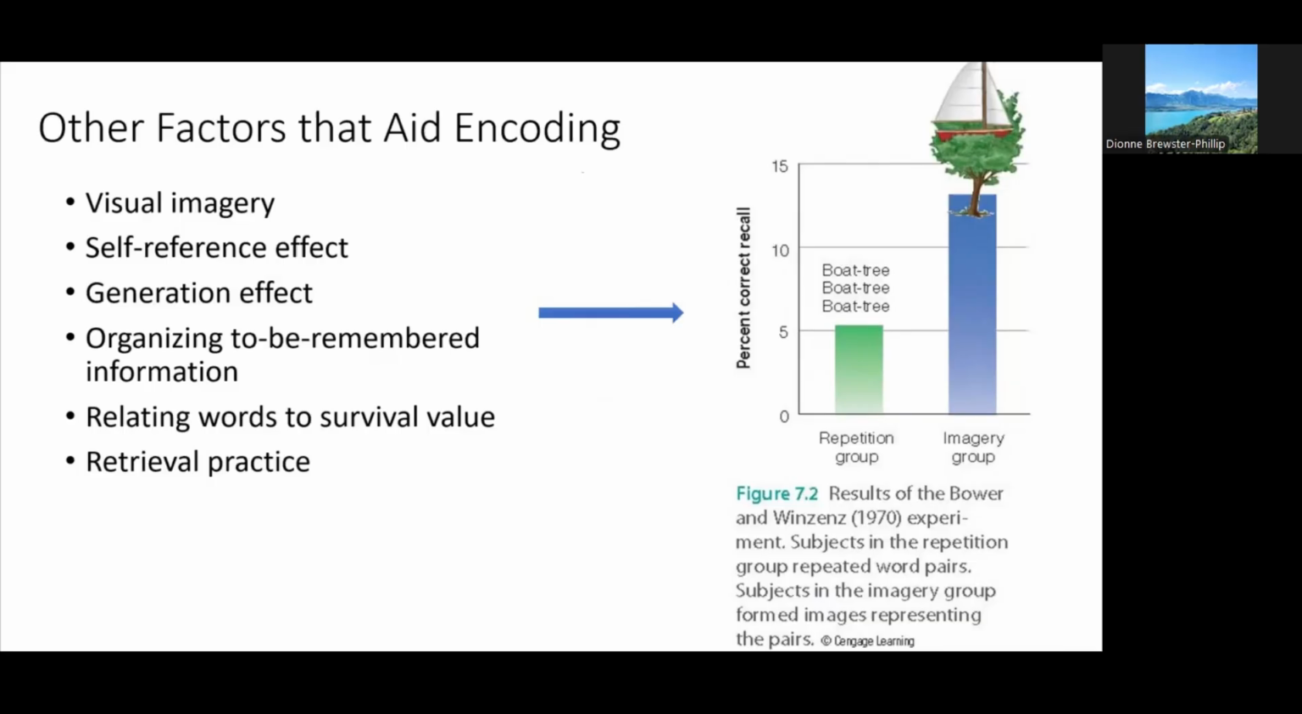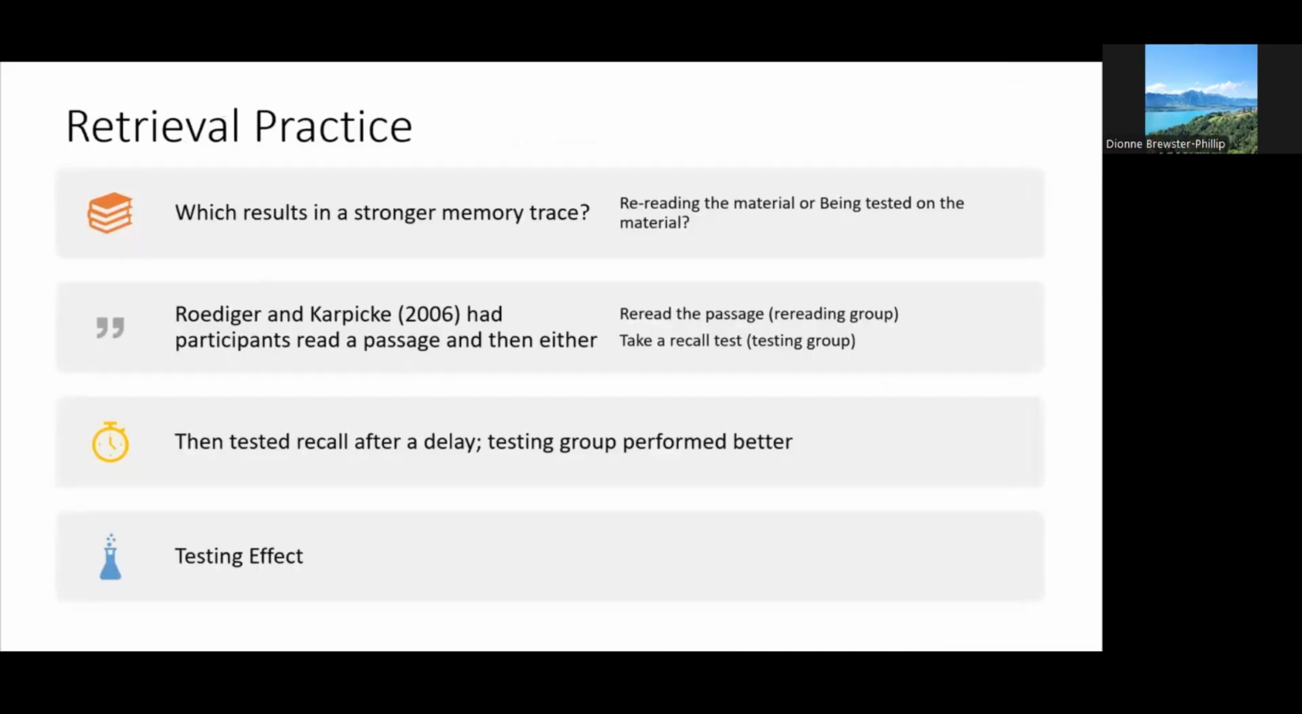And last but not least, we have retrieval practice. Retrieval practice refers to practicing the retrieval of information by making up and answering practice test questions. And this results in better memory than rereading information. If we look at retrieval practice, as we mentioned before, it results in a stronger memory trace than rereading material only, right? As compared to being tested on the material.